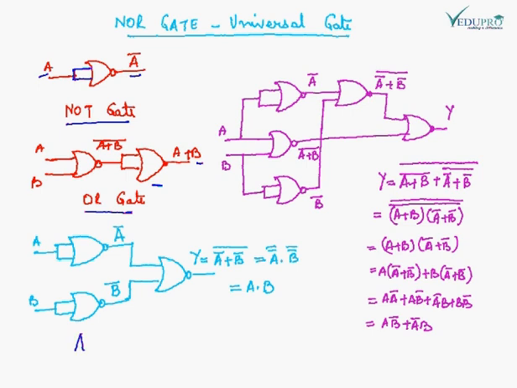This is AND gate using NOR gates. Output is A dot B. And this is XOR gate using NOR gates. The output is A B bar plus A bar B. To get XNOR, if we connect a NOT gate here, we will get XNOR. So hence proved that NOR gate and NAND gate are universal gates.